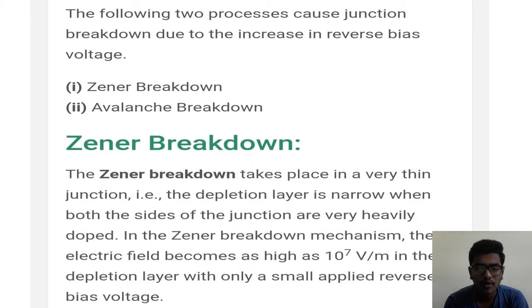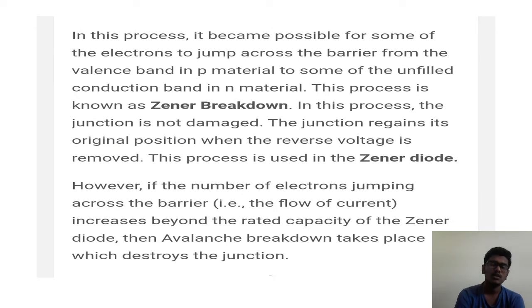Let us see what is avalanche breakdown. Before knowing about avalanche breakdown, let us see some more information on Zener breakdown. In this process, it became possible for some of the electrons to jump across the barrier from the valence band in p material to some of the unfilled conduction band in n material. This process is known as Zener breakdown. In this process, the junction is not damaged. The junction regains its original position when the reverse voltage is removed. This process is used in the Zener diode.